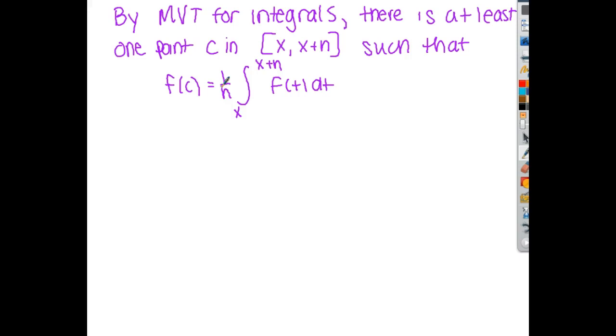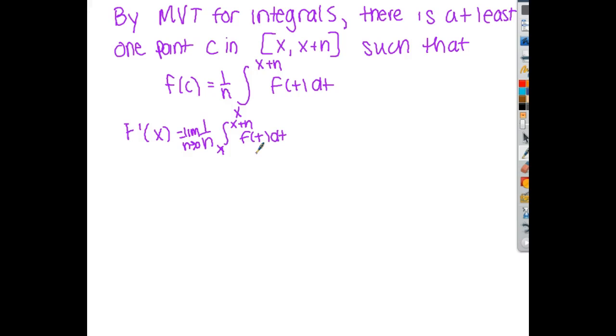Okay, so this represents f of c. There is no limit on this part. The limit's part of the other definition, which is that f prime of x equals the limit. So that's what we know about f prime. This is what MVT tells me.